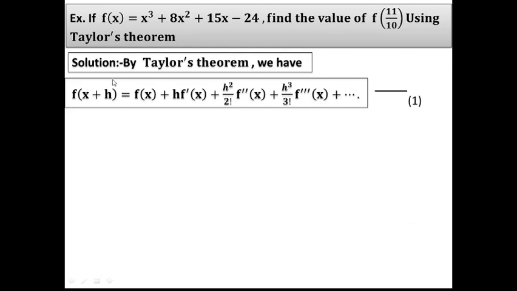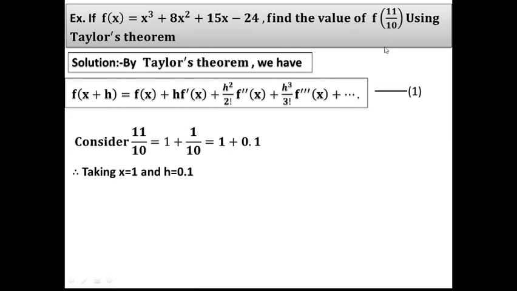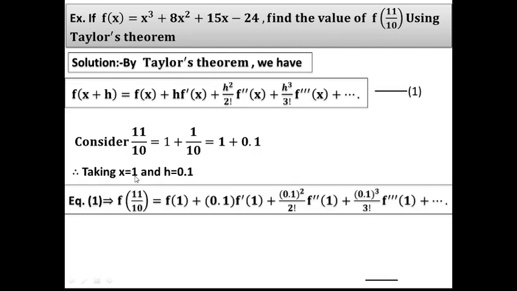Now see the requirement of this, what we want: h in the various order derivative terms, right? So first of all, as I want to find f of 11 by 10, let's write it in the form x plus h, where I am going to choose h as a small number. So I can write 11 by 10 as 1 plus 1 by 10, which is 1 plus 0.1. Here this 0.1 is nothing but h, and the remaining term is taken as x. So selection is done. Now let's put this x and h in formula number 1, so we get formula 2.